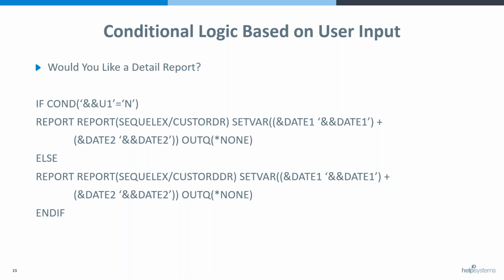Then, if they say they want a detail report, we're going to run the detail report with a date range that they've provided. If they don't want a detail report, we're going to run the summary level report with the same date range. But we're going to prompt them up front for the question about detail or not and the date range. So it's very easy to take a date range and to pass it to multiple commands inside of a script so that you don't have to continually reprompt the user for the same dates.